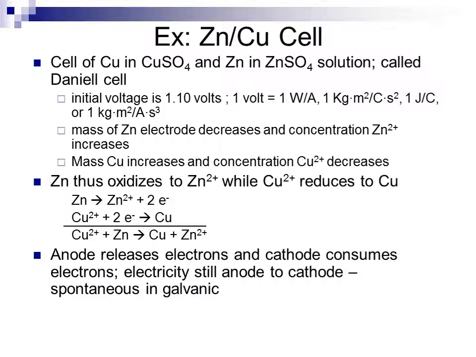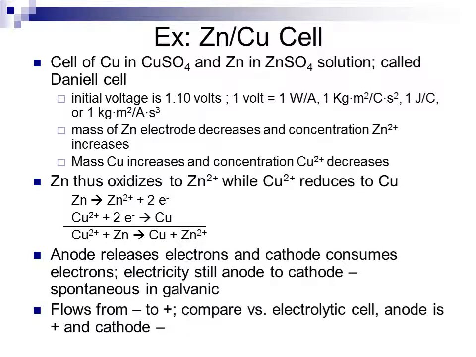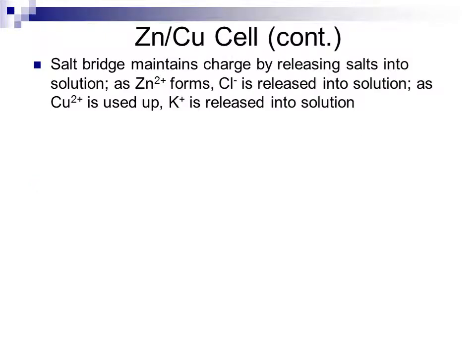The anode will release electrons and the cathode will consume the electrons. The electricity still moves from anode to cathode and is spontaneous in the galvanic cell. So as we said, we have a flow from negative to positive in this case, rather than from positive to negative like we do in electrolytic cells.